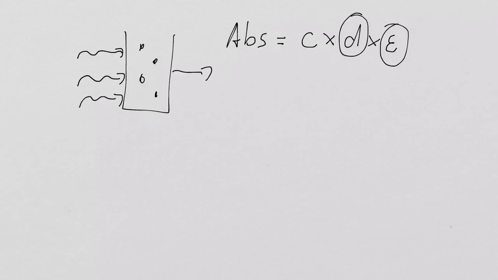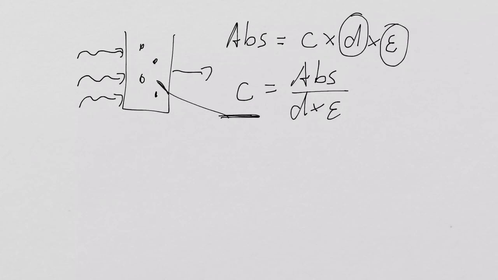So all we need to do is rearrange this equation and say concentration equals absorbance divided by D times the extinction coefficient. Yeah? So as long as I know the extinction coefficient and I know how long my path length was, usually 1 centimeter, I can measure the absorbance and therefore can calculate the concentration of this stuff in here. Make sense?